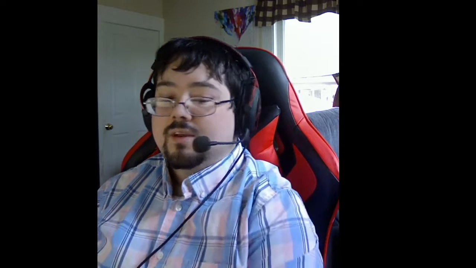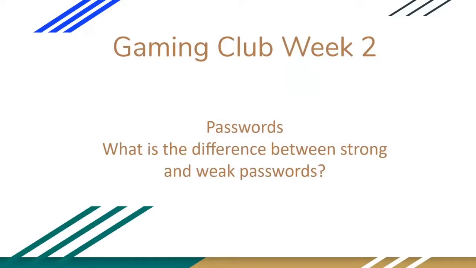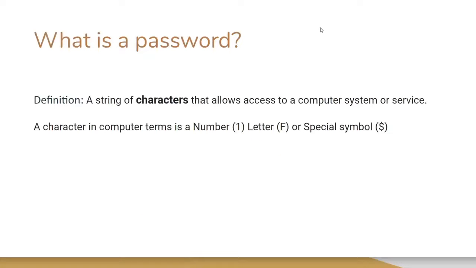So I made a PowerPoint this week to hopefully make things a little more interesting. And here we go. Gaming Club Week 2: Passwords. What is the difference between a strong password and a weak password? What is a password? Definition. A password is a string of characters that allows access to a computer system or service. Characters is the important word in this sentence, and it is a computer term. A character in computer terms is a number, for example 1, a letter, F, or a special symbol such as a dollar sign or an exclamation mark.